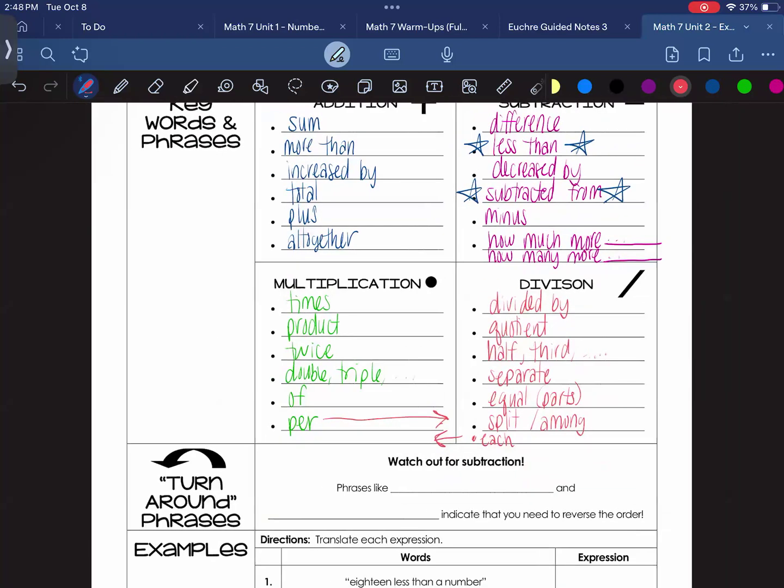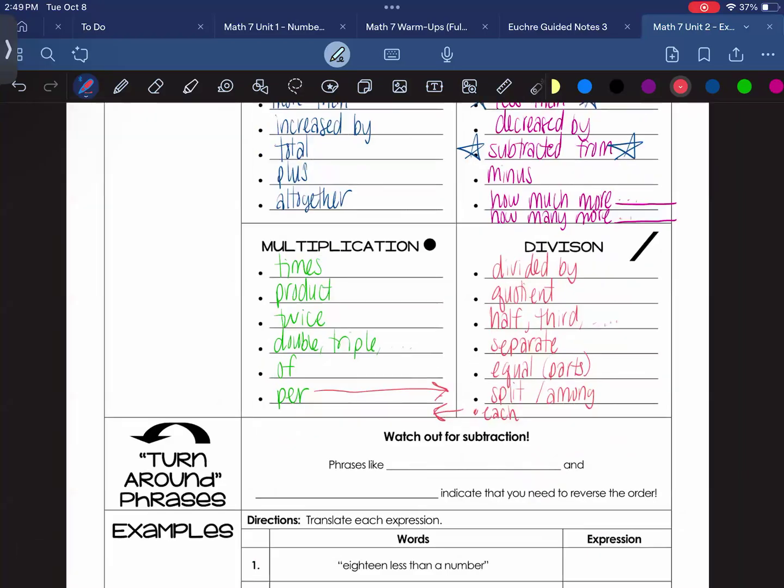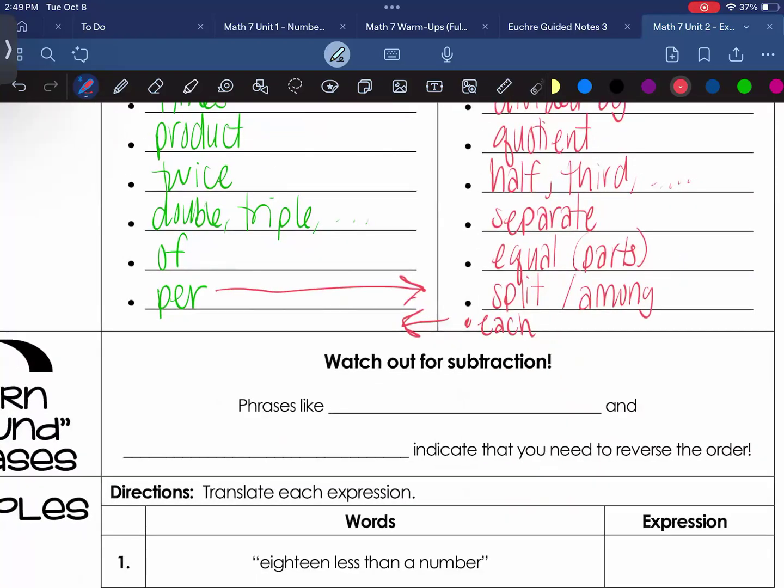Okay, so the reason we put those stars up there, and go ahead and pause if you need more time, is that we put those stars by less than and subtracted from because that means that you have to flip the order of the numbers that they give you. And we'll see what that means in a second here. So make sure you fill these in. These two phrases are special: less than and subtracted from.